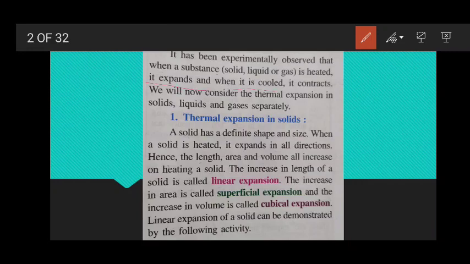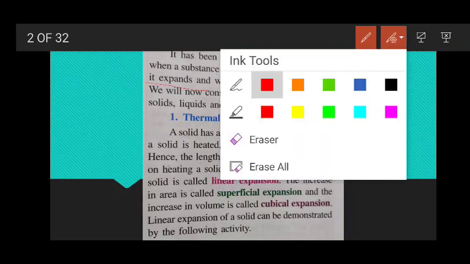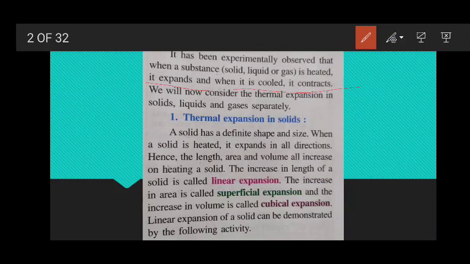when it is cooled, it contracts. So we will now consider the thermal expansion in solid, liquid and gases separately, because thermal expansion occurs in solid also, liquid also and gases also. So first I will discuss the thermal expansion in solid.